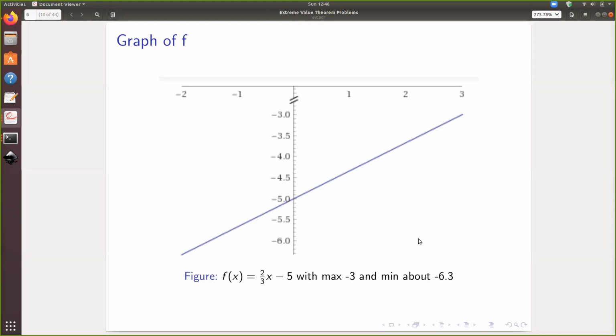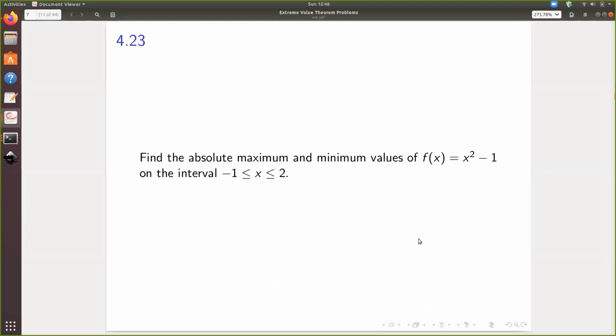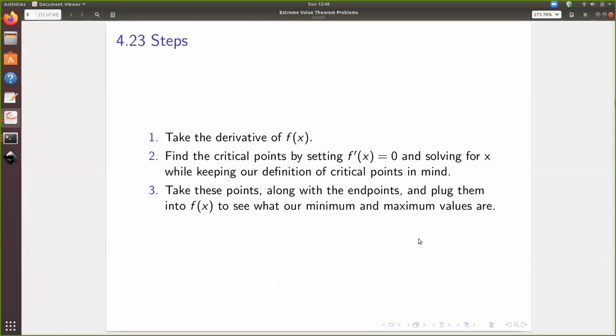Here we go. Let's do another. All right, find the absolute max and min values of f of x equals x squared minus 1 on the closed interval -1 to 2. What are our steps? We take the derivative of f. We find the critical points by solving for f prime of x equals 0 while keeping in mind our definition of the critical points and looking out for undefined areas. And then we take these points along with the endpoints, plug them into f of x, see what we got, and then I'll have a picture and show you what's going on.